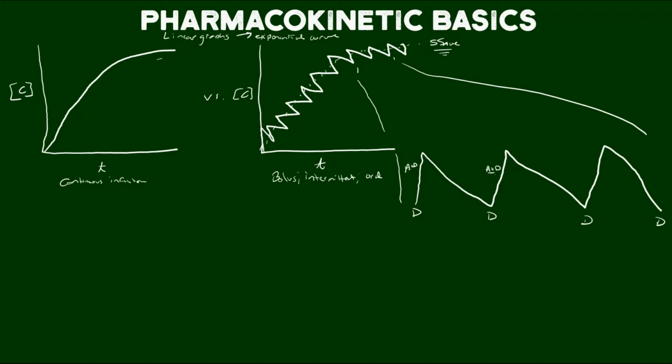Additionally, other important points on this dosing scenario include Cmax and Cmin. So when the concentration reaches its peak, it's Cmax. When it reaches its minimum, it's Cmin. Sometimes we'll see these referred to as well as C naught or C predose.